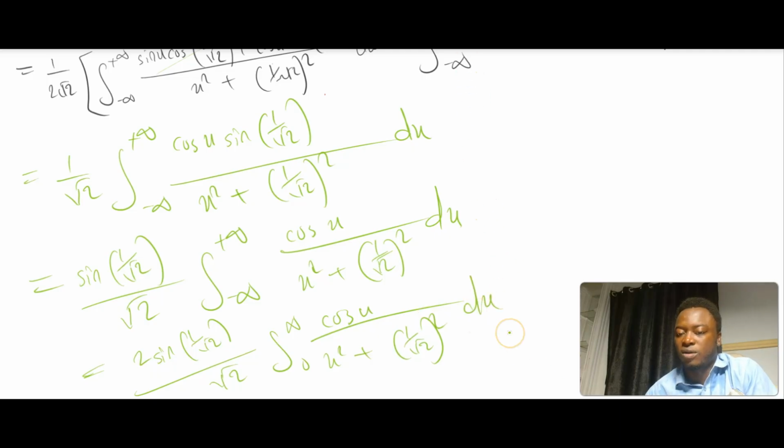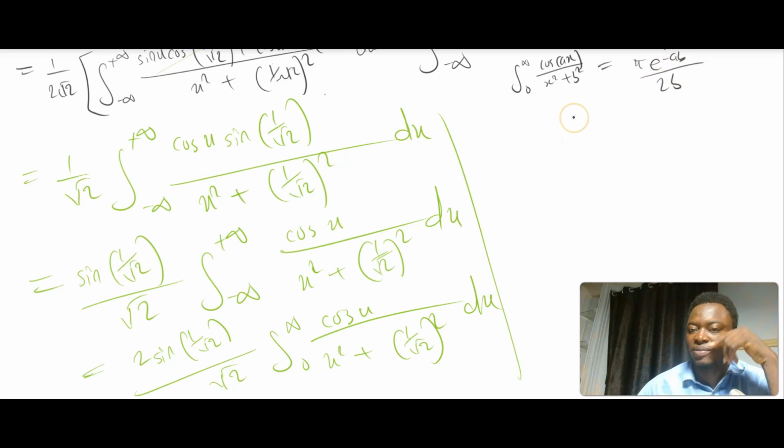And if you recall, for the last couple of days we have been focused on this classic integral, from 0 to infinity of cosine of ax all divided by x squared plus b squared. We say this is equal to pi e to the negative ab divided by 2b, and in our case here, b is 1 over square root of 2, a is practically 1. I think that should be that.